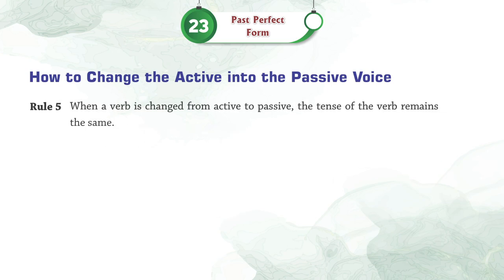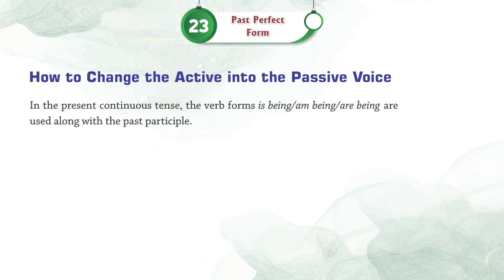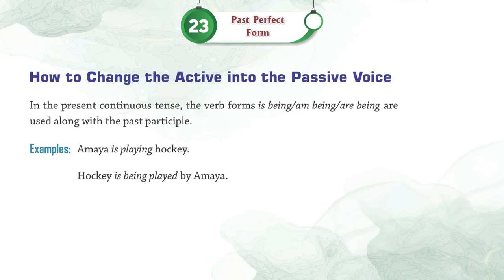Rule 5. When a verb is changed from active to passive, the tense of the verb remains the same. In the simple present tense, the verb forms is, am, are used before the past participle. Examples: Ariba plays hockey. Hockey is played by Ariba. In the present continuous tense, the verb forms is being, am being, are being are used along with the past participle. Examples: Amaya is playing hockey. Hockey is being played by Amaya.